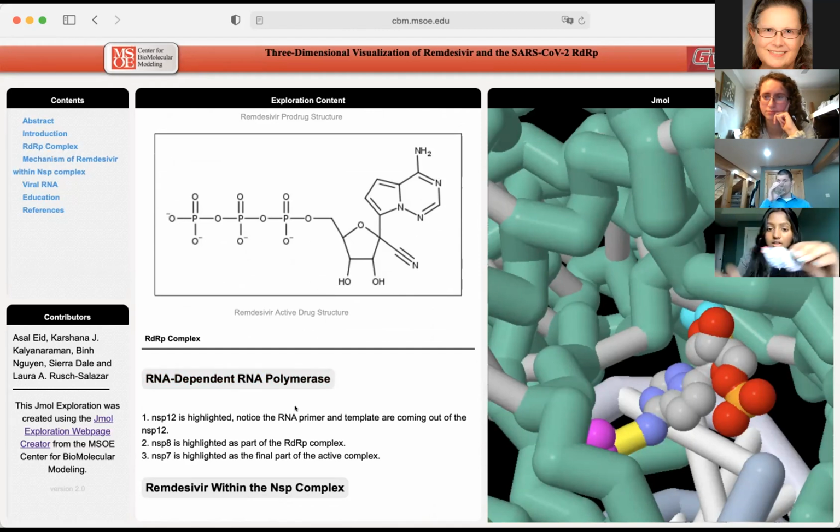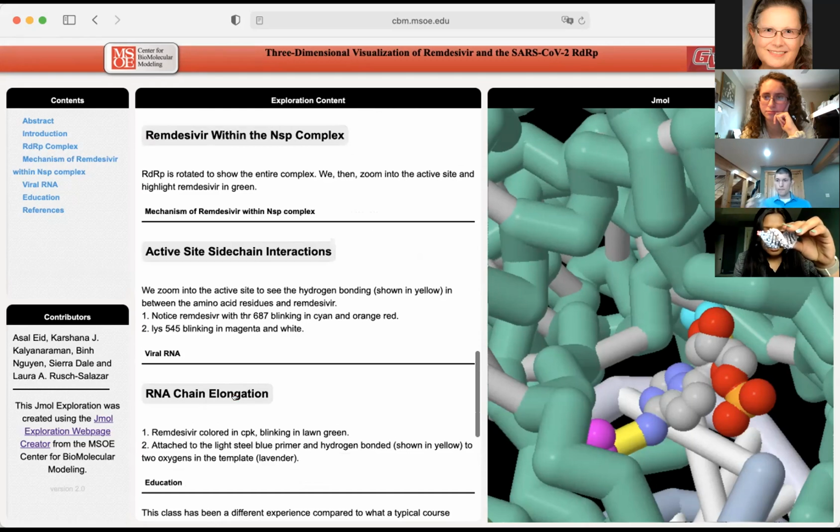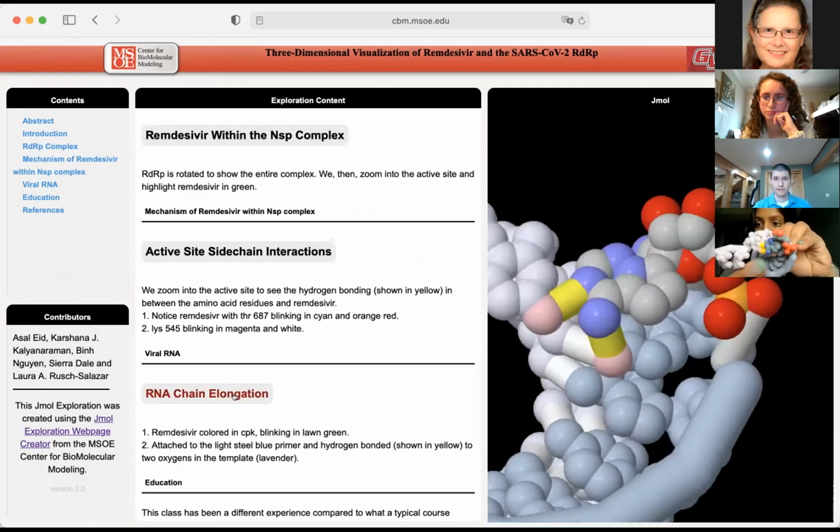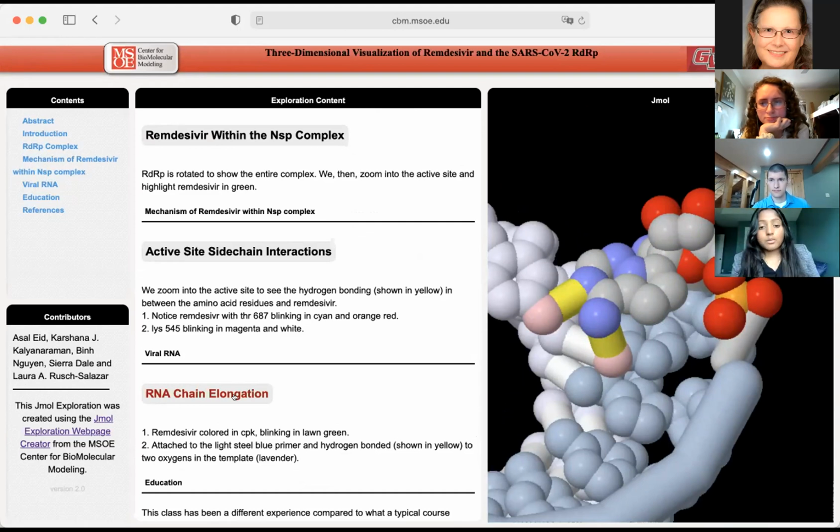Here you can see in my model that remdesivir is right here, and there are these hydrogen bonds highlighted in yellow, and that is where it binds on, and is supposed to inhibit elongation. But that proofreader protein would have cut that out, and the primer strand would have continued to replicate, but that was the hope for it to be like that.